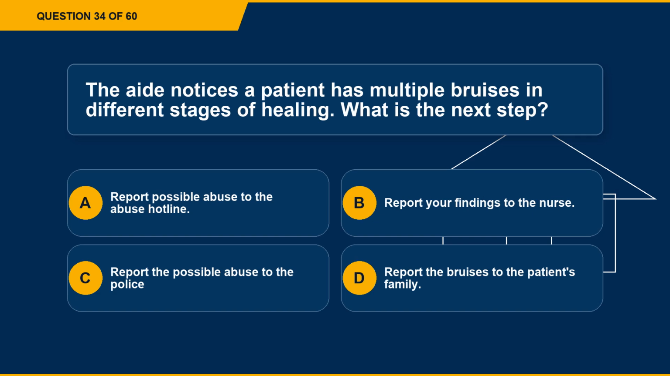Question 34. The aide notices a patient has multiple bruises in different stages of healing. What is the next step? Option A, report possible abuse to the abuse hotline. Option B, report your findings to the nurse. Option C, report the possible abuse to the police. Option D, report the bruises to the patient's family.